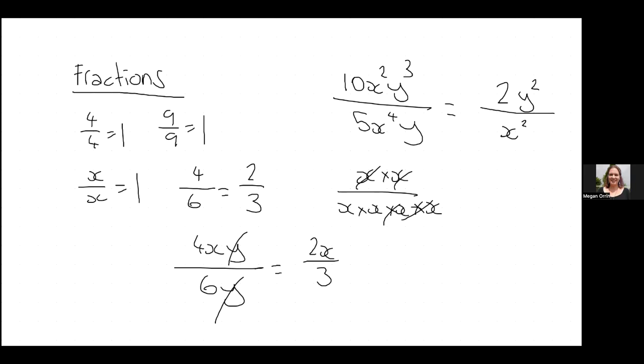Okay, now we are also going to combine what we did yesterday with fractions, which is everyone's favorite thing to do. I know. Try and hold your excitement.